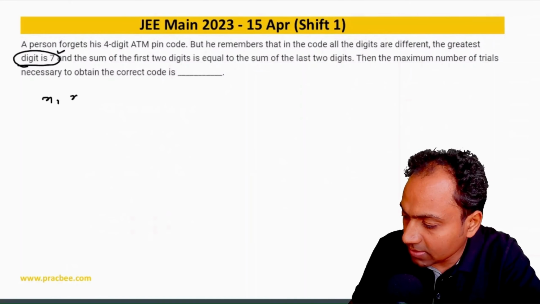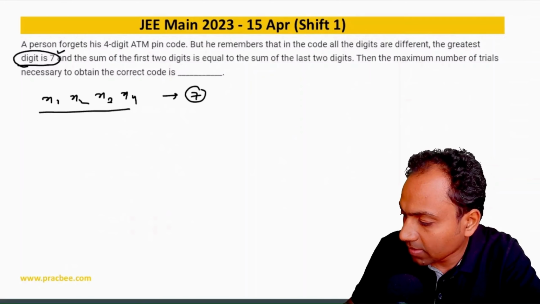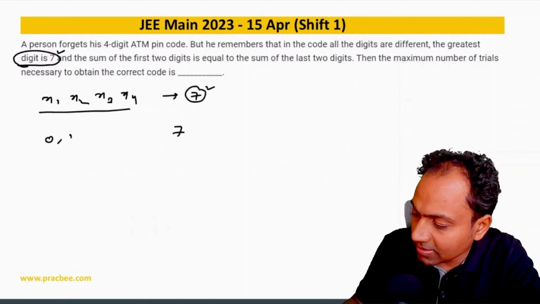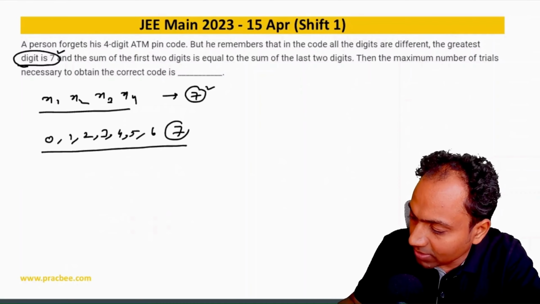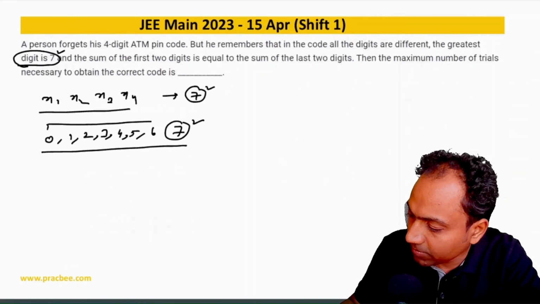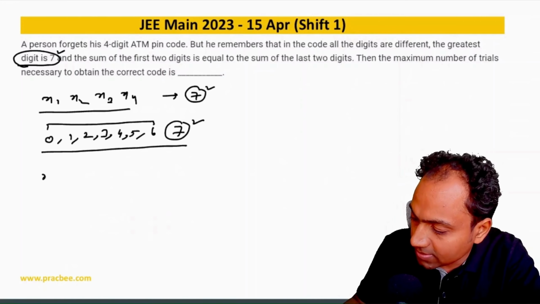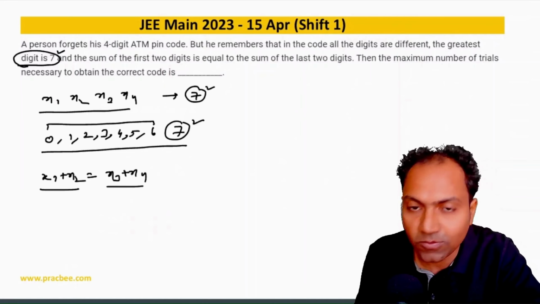So if this pin is of 4 digit, x1, x2, x3, x4, the greatest of these numbers he remembers is 7. So what that means is the digits that are involved are 0, 1, 2, 3, 4, 5, 6 and 7. And we definitely know that 7 is involved. The rest 3 will come from here. This is what we know after this statement. One more statement he is giving is, if I add x1 plus x2, that will be equal to x3 plus x4. So sum of the first 2 digits is equal to the sum of last 2 digits.